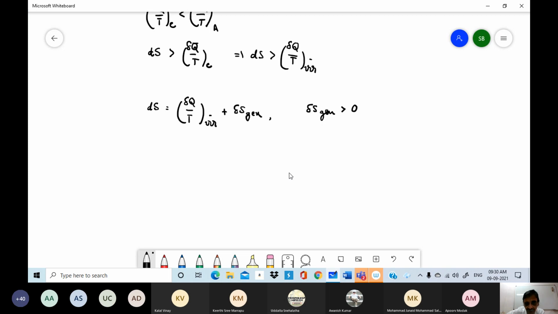So now, how do we calculate entropy as a function of temperature, and what is the expression for entropy as a function of temperature if we assume that specific heats are constant?